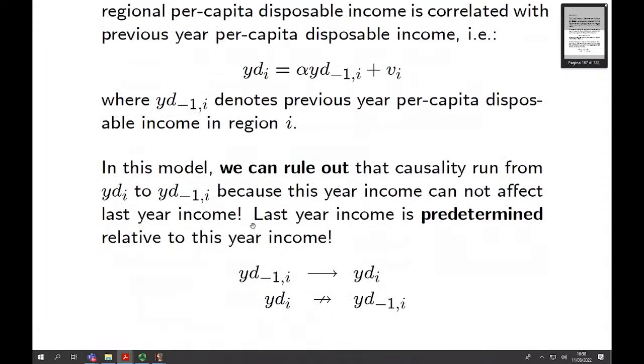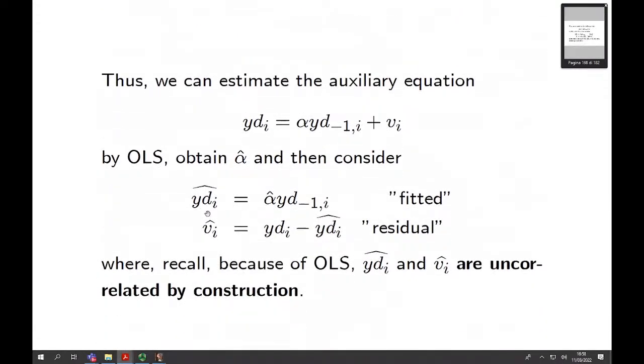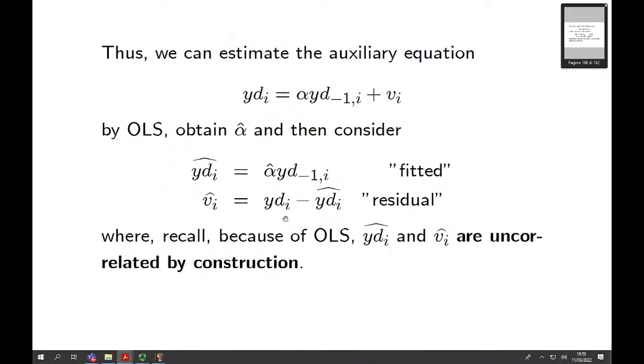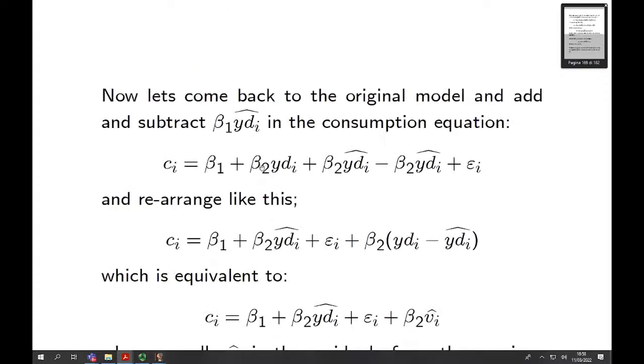So if I can do that, I estimate this model by OLS, and I get fitted and residual. And please notice that the fitted is a function of the predetermined variable. Now, my objective was estimating beta 2. Recall that I wanted this.